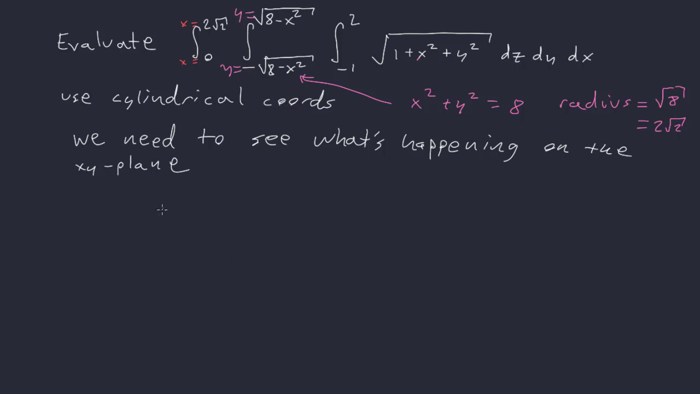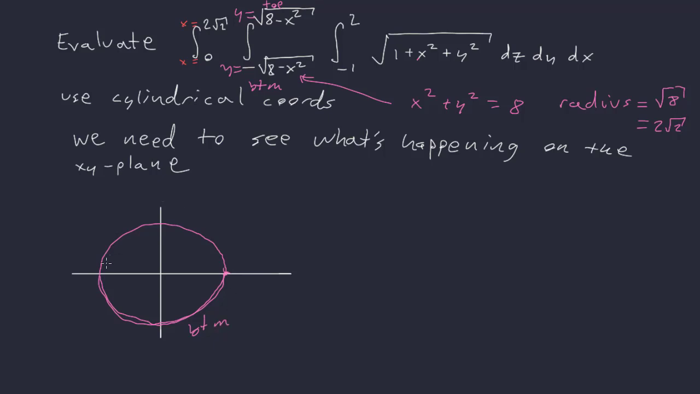All right, so to do that, well, remember we have this circle of radius 2 root 2, so I'm going to draw just that circle. So remember, the y's go bottom to top. So bottom, that's the negative. So here's the bottom, and here's the top. So we know that we are going bottom to top like this, from the bottom of this circle to the top of the circle. Now x, on the other hand, is going to tell us which part of the circle.